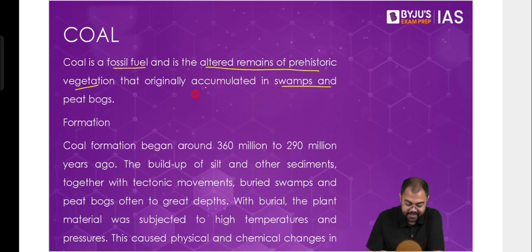So when we say that this is coal, a fossil fuel coming from swamps and peat bogs, the formation of coal should have started on land. All the vegetation that was there in the wetland or swampy areas, because of some geological or seismic reasons, would have been submerged under land. And while getting submerged, they were subjected to high temperature and pressure.